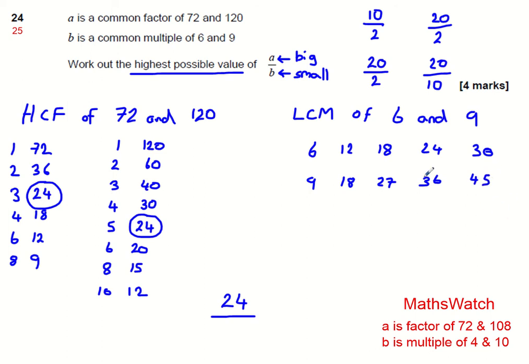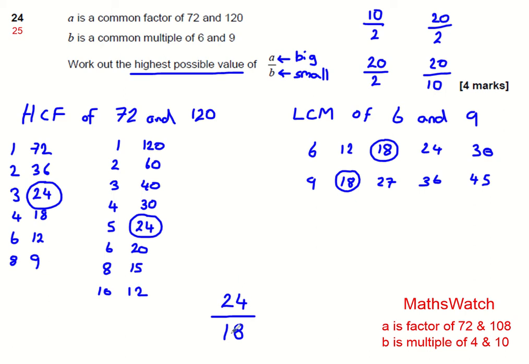And the lowest common multiple of 6 and 9 is the first number that appears in both lists, which in this case is 18. So 18 is the lowest common multiple of 6 and 9, so 18 is our value for B. If you wrote 24 over 18, that is enough for the final answer. You may wish to simplify it.